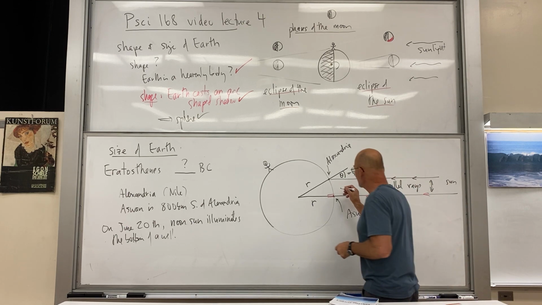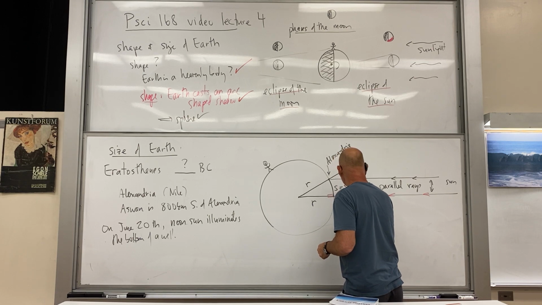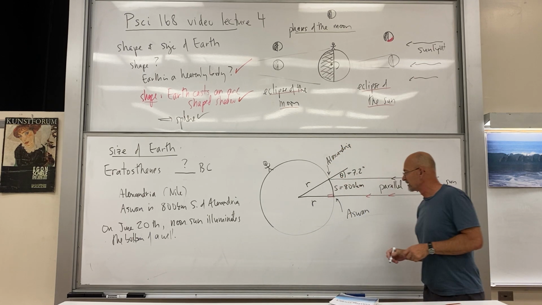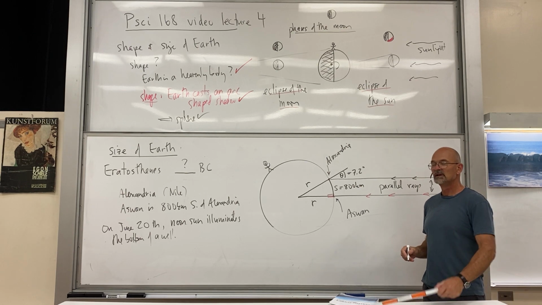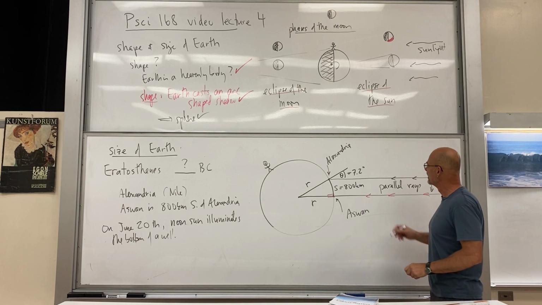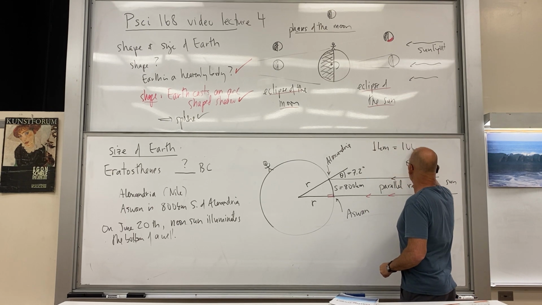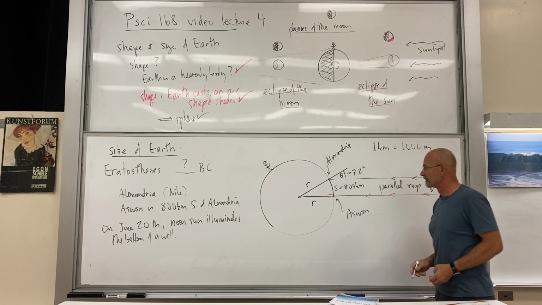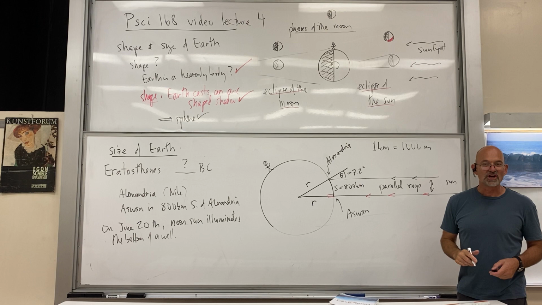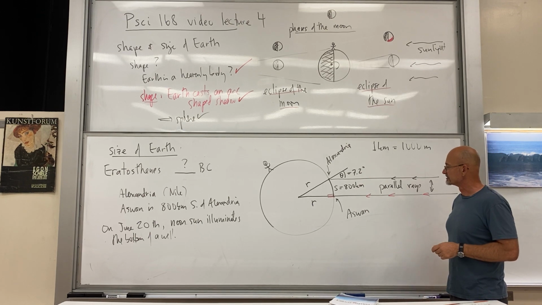And this distance of the arc length, S, is equal to 800 kilometers. 800,000 meters. A kilometer is 1,000 meters. So 1 kilometer equals 1,000 meters. Okay. So yeah, that's a perfect geometry problem, and Eratosthenes knew geometry.